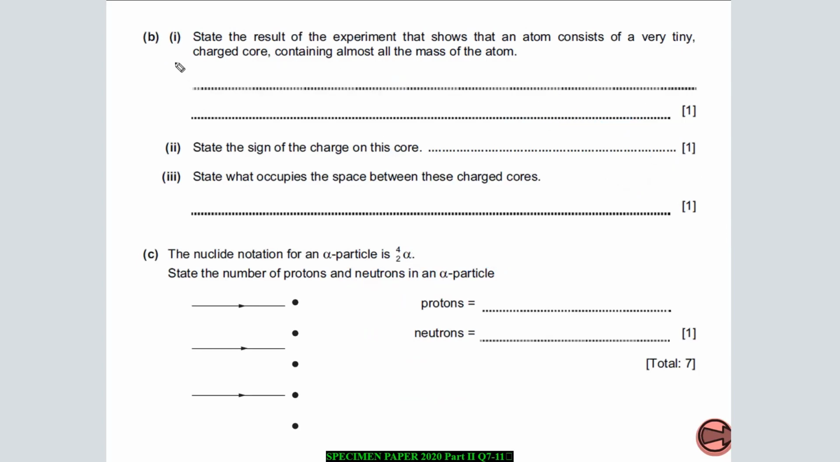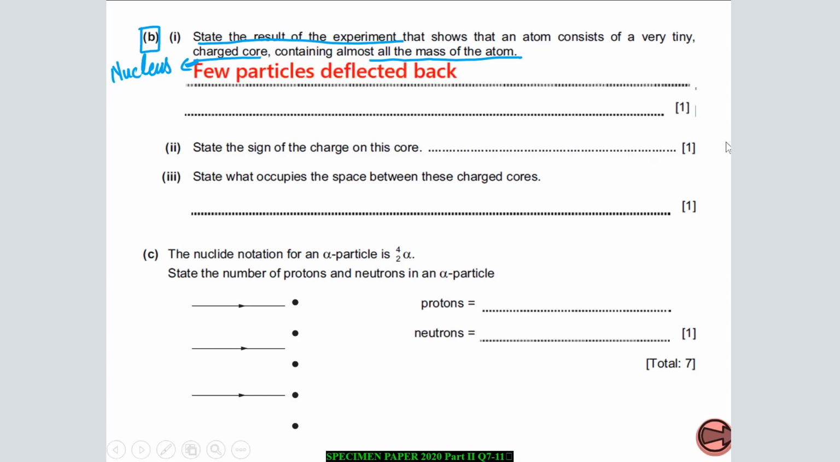Let's move on to the last part of this paper and this question. Part B1. An atom consists of a very tiny charged core, which means nucleus. Charged core simply means the nucleus. It contains almost all the mass of the atom. State the result of the experiment. Okay, so we need to state the result of the experiment. Let's try to answer now.